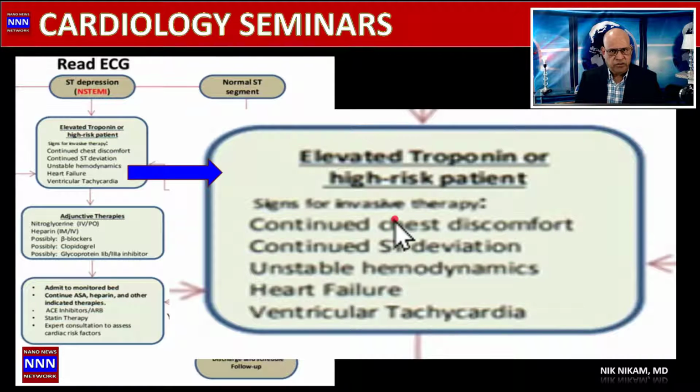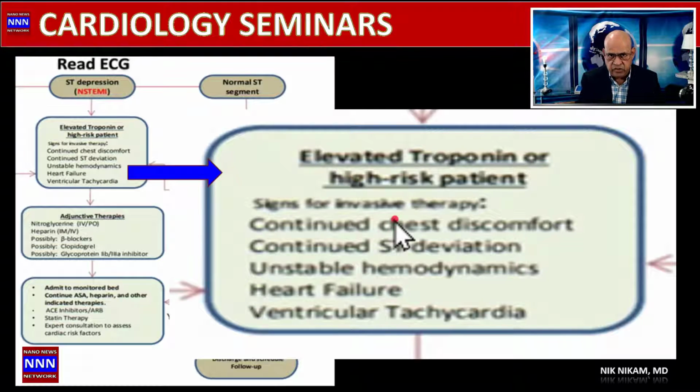Who are high-risk patients? High-risk cardiac patients are those who have hypertension, diabetes, high cholesterol, smoking, kidney disease, peripheral vascular disease, and obesity. They have multiple risk factors, they fall in the category of high-risk patients, so they must be monitored more closely.